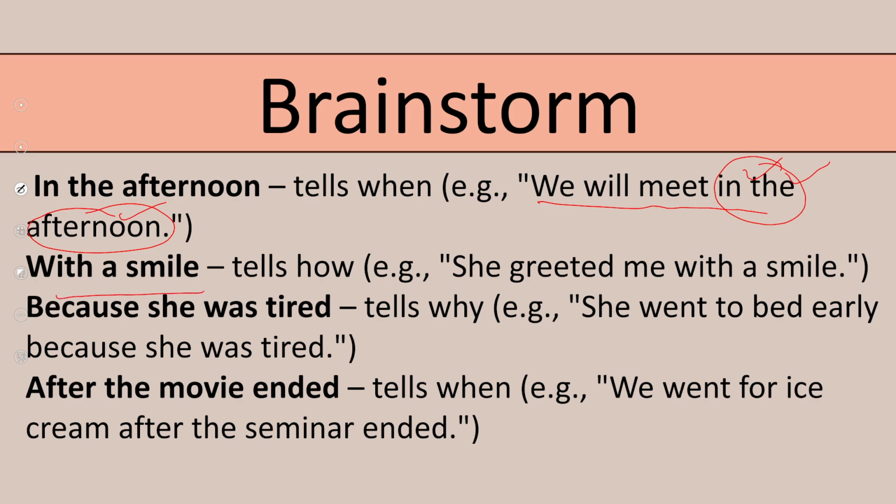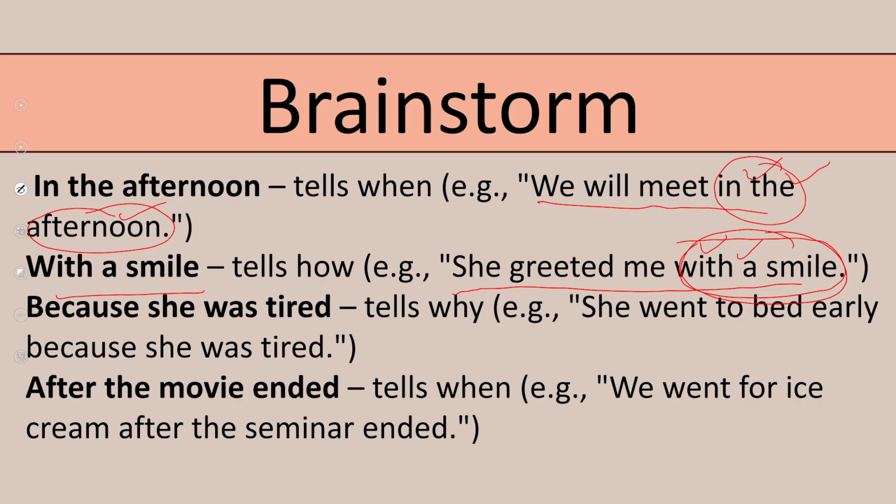With a smile, this tells us she greeted me with a smile. Greeted how? In what manner? In the manner of a smile. So this is an adverb of manner, and when you combine these three words, with a smile, it is our adverbial phrase or adverb phrase.